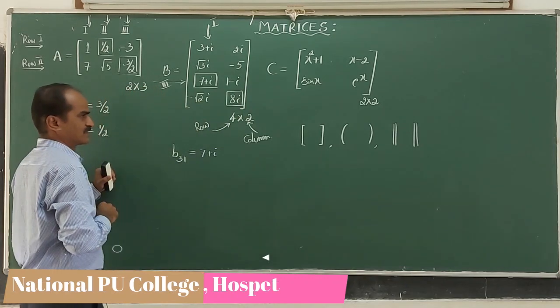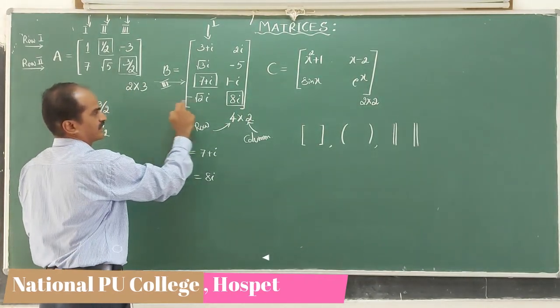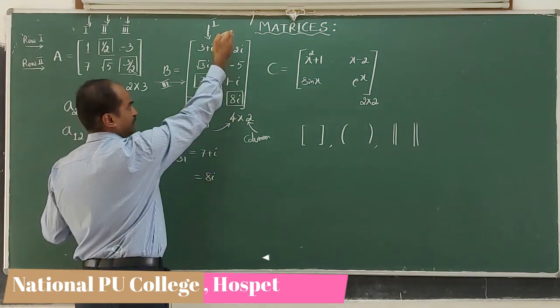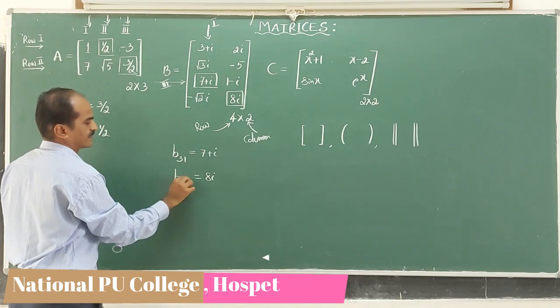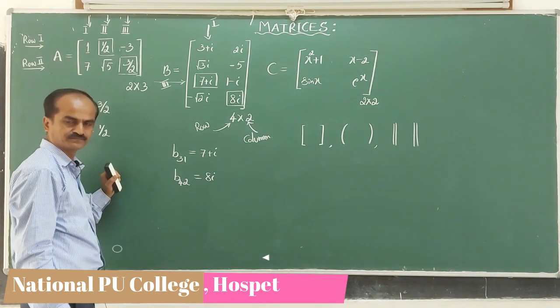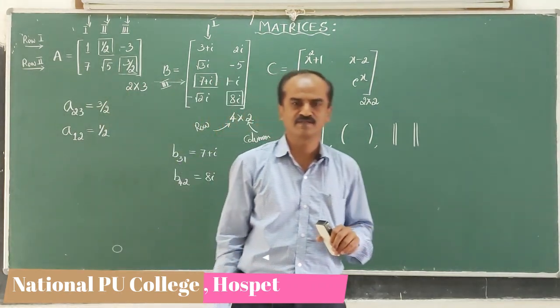Similarly, what is the position of this element? Yes, in which row is it present? Fourth row. In which column is it present? Second column. So therefore, I write it as B42. This is how we denote. This is about the position of the element.